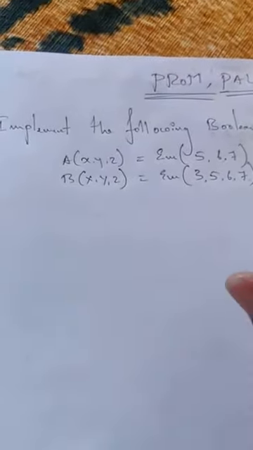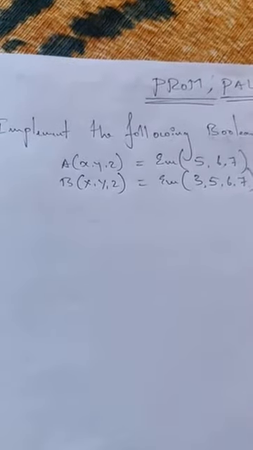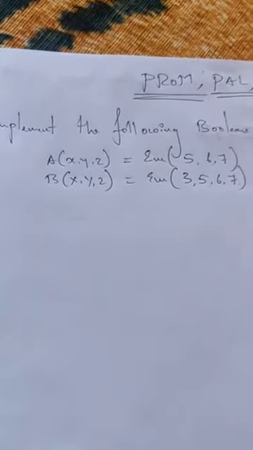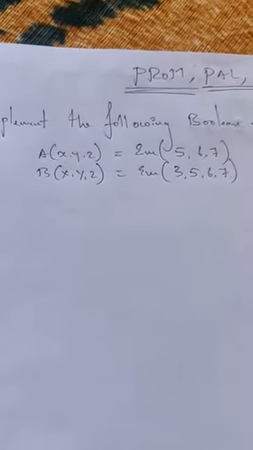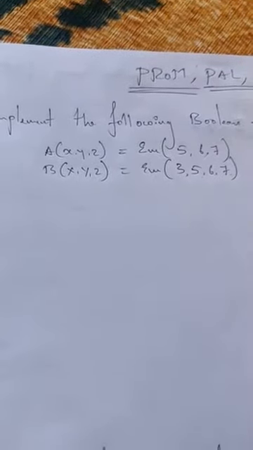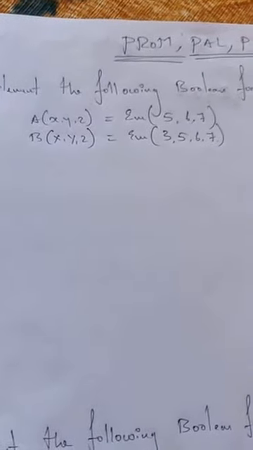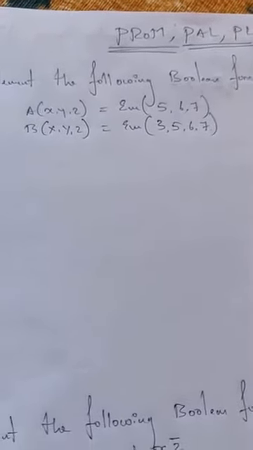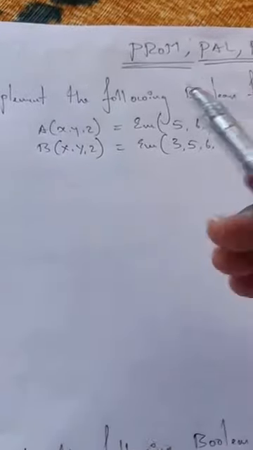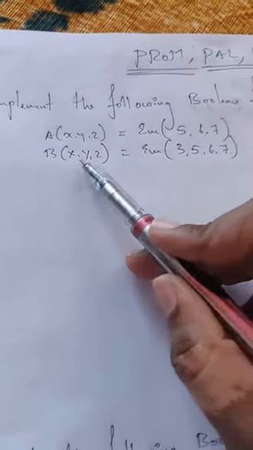PROM means fixed AND array, fusible OR array. We need to make the changes only with respect to the OR array, that is the right side. The left side is fixed, so we are not supposed to make any changes with respect to the left side. We are supposed to make changes only with respect to the right side, that is the OR array of PROM.